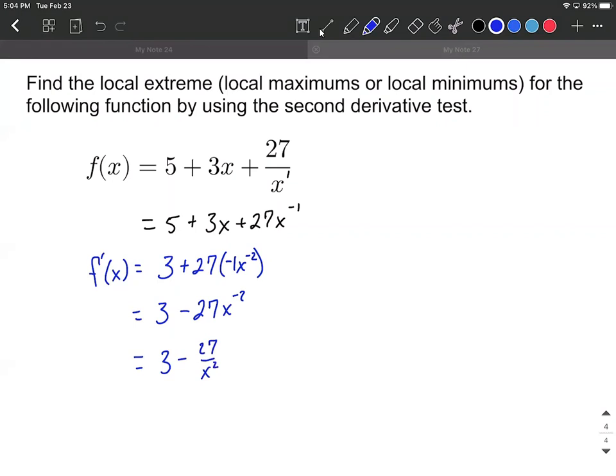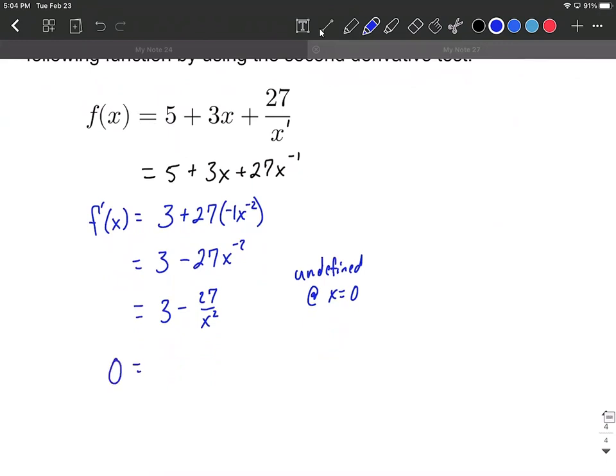Now what we want to do is locate any values where our first derivative is either undefined or equal to 0. In this case, it's going to be undefined at x equals 0, because if we plugged in 0 for our x value, that would be a problem. We can also set it equal to 0 and try to solve this down to find any other critical values or critical numbers.